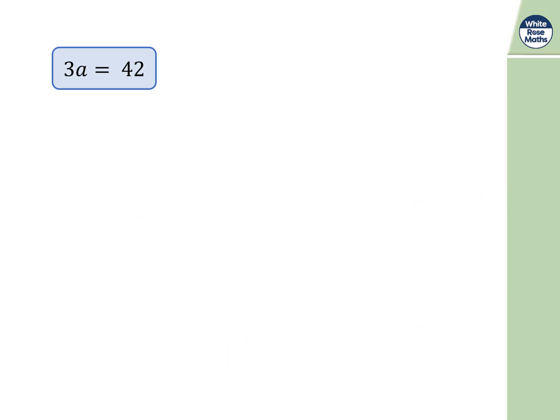So solving this equation, guys: 3a equals 42. Dividing both sides by 3 gets the value of a, because 3a, remember, means 3 times a, or a times 3. So a times 3 equals 42, and the opposite of timesing by 3 is to divide by 3. Dividing both sides by 3 to balance the equation, we get that a is equal to 14.